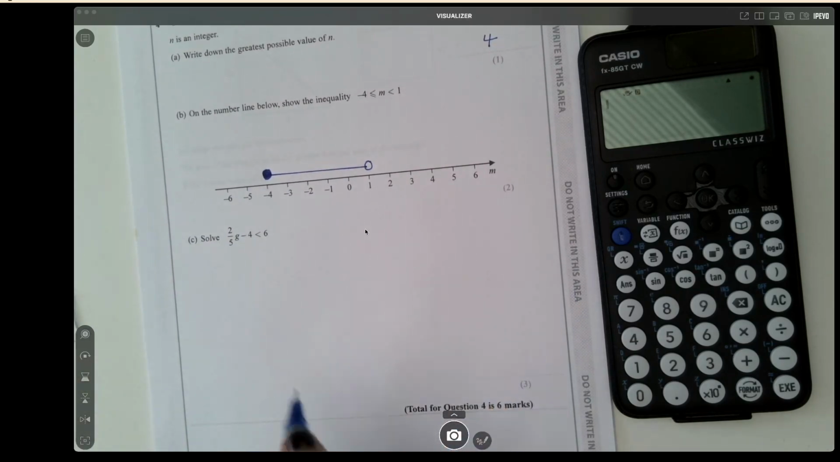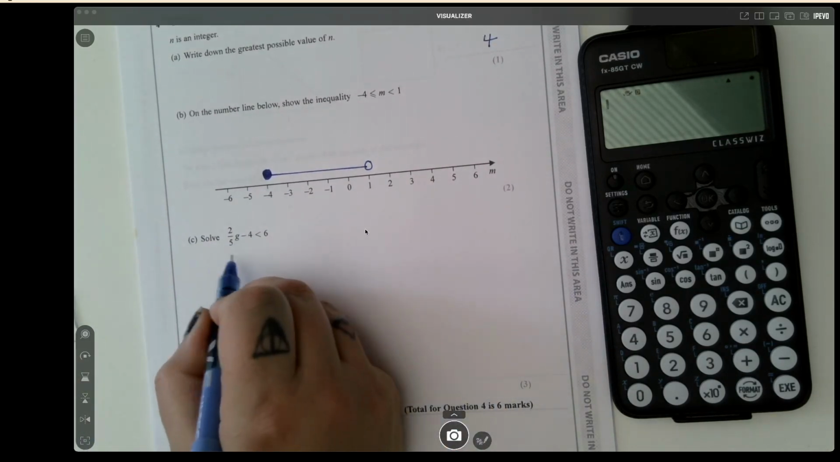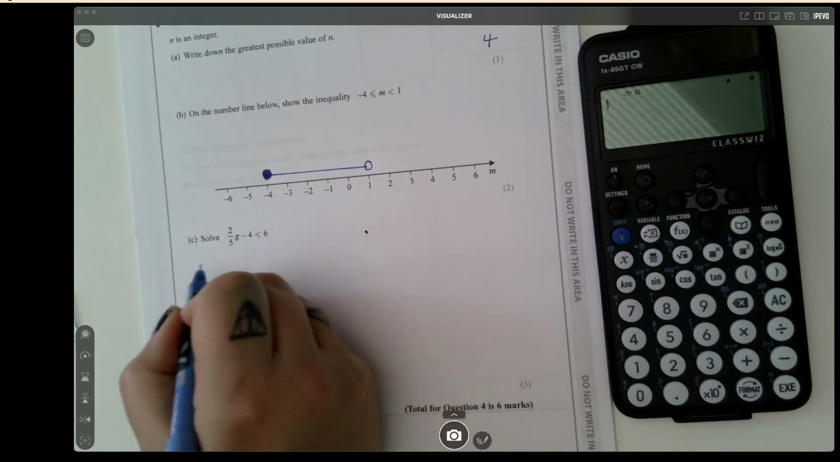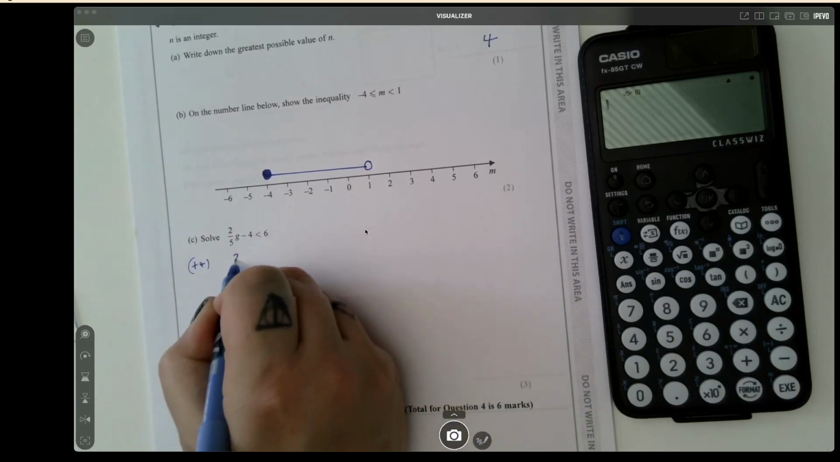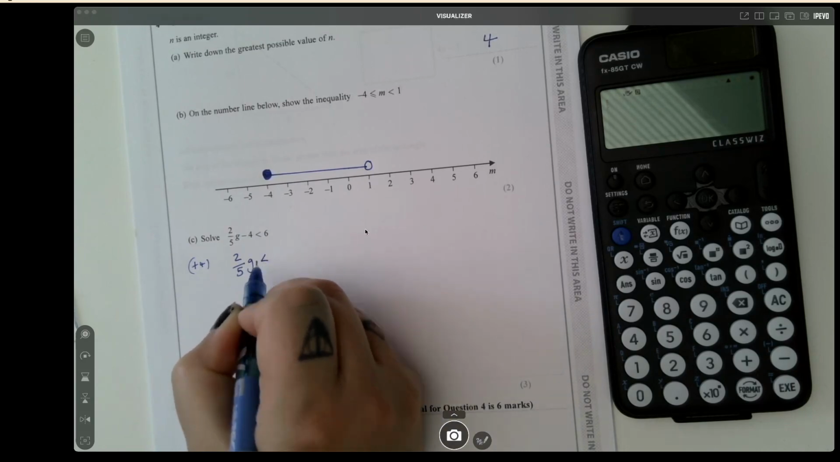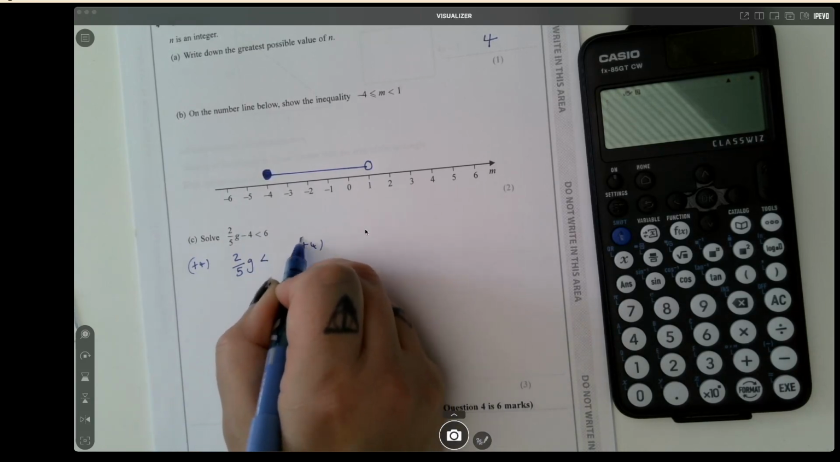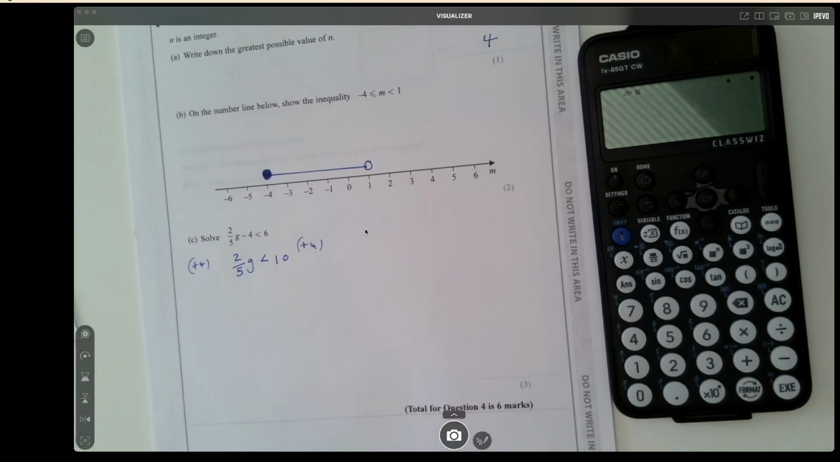Part C, solve this inequality. So I'm going to solve it like I do a linear equation. So the first thing I want to do is add 4 to both sides. So that leaves me with 2/5 g is less than 6 plus 4, which is 10.